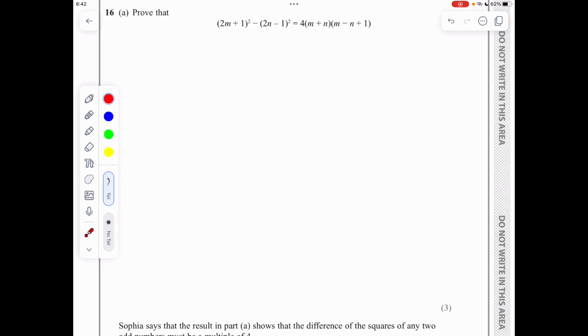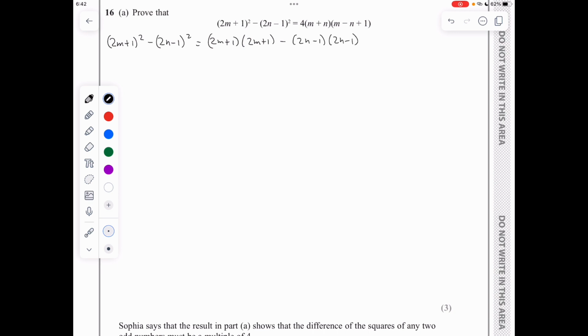In 16, we need to prove the following identity here. 2m plus 1 all squared minus 2n minus 1 all squared can be written in this factorized form. So one way to do this is start from the left. So we've got 2m plus 1 all squared minus 2n minus 1 squared. This means it's 2m plus 1 times 2m plus 1 minus 2n minus 1, 2n minus 1.